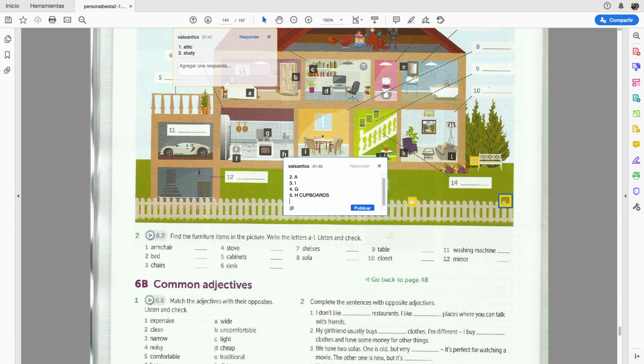And then in number 6, we have desk. I know, that's letter D. That's a desk.